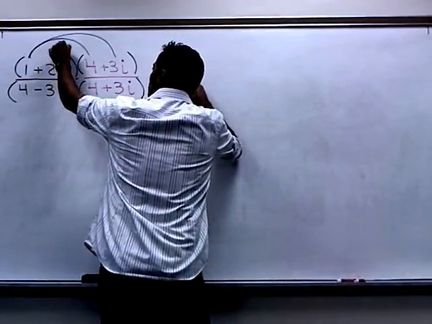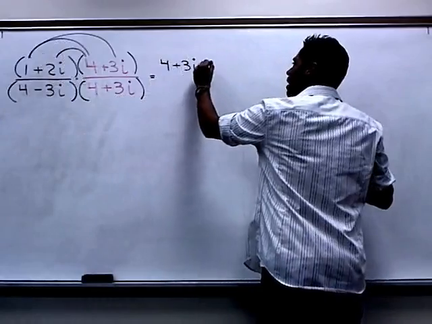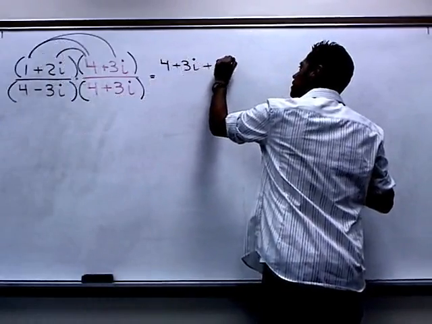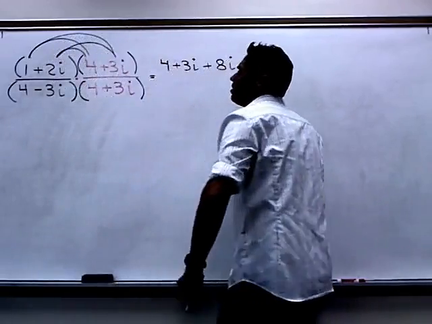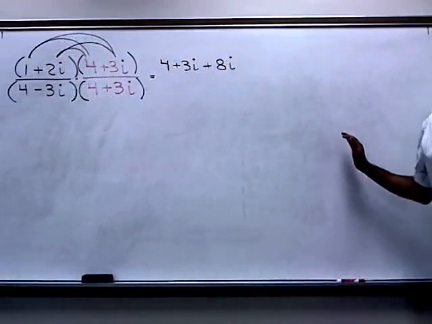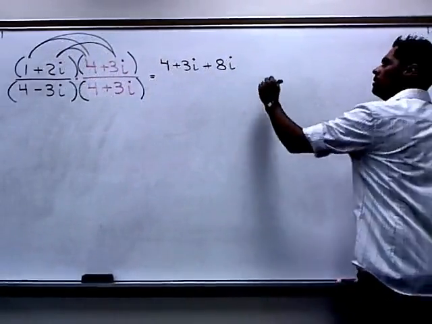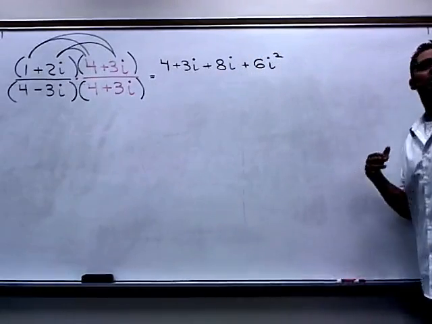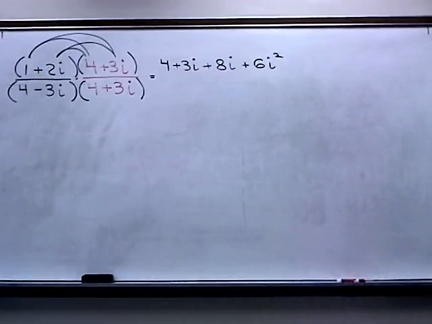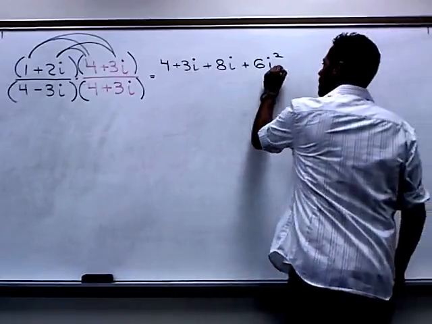Now, 2i times 4 would give you what? 8i. And then right here, what's 2i times 3i? 6i squared, right? 2 times 3 would give you the 6. Is that okay? Do the same thing now on the bottom. Do your foiling out on the bottom.